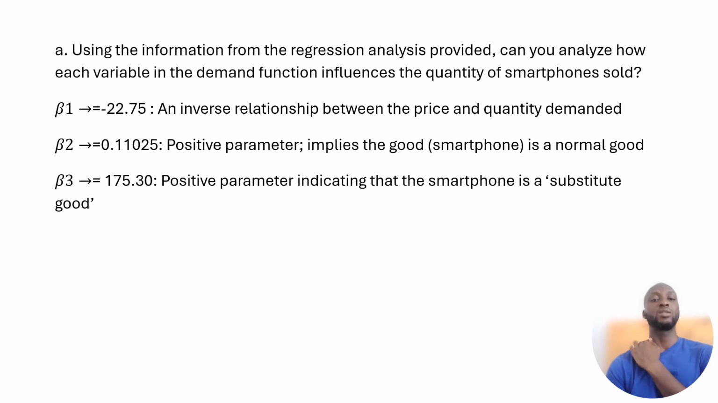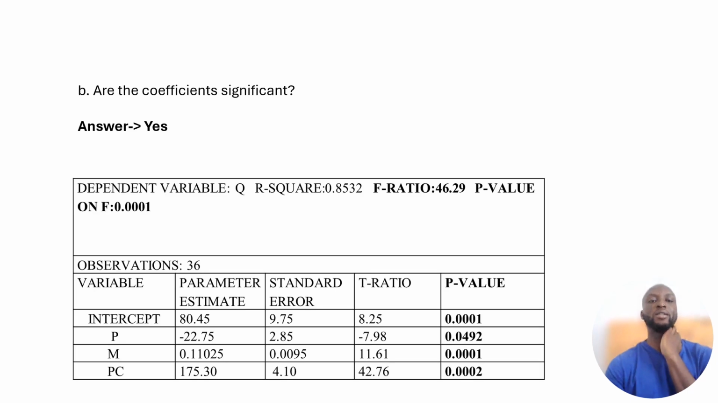Beta 2 is a positive parameter, showing you that the smartphone is considered a normal good. Based on the income, now we are looking at the income elasticity, and beta 3 represents the parameter for the cross price, and it explains that the good is a substitute good. Okay, we can move on to the next slide.